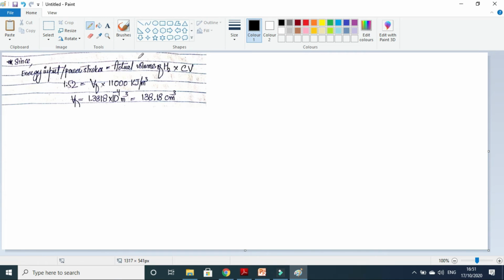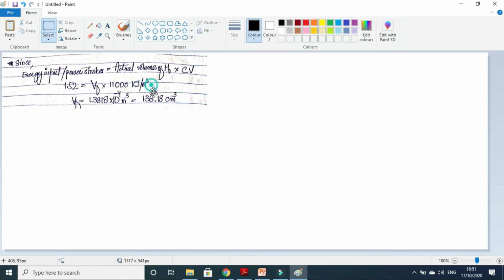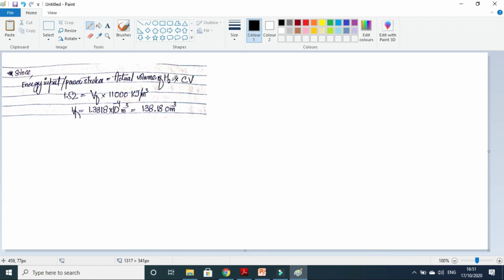So actual volume of H2 will have a unit of meter cube, and calorific value has a unit of kilojoule per meter cube. So meter cube will be cancelled out. You will be left with kilojoule, whose value is given 1.52. This 1.52 is known, calorific value is known. Then you can find the actual volume of fuel, VF.